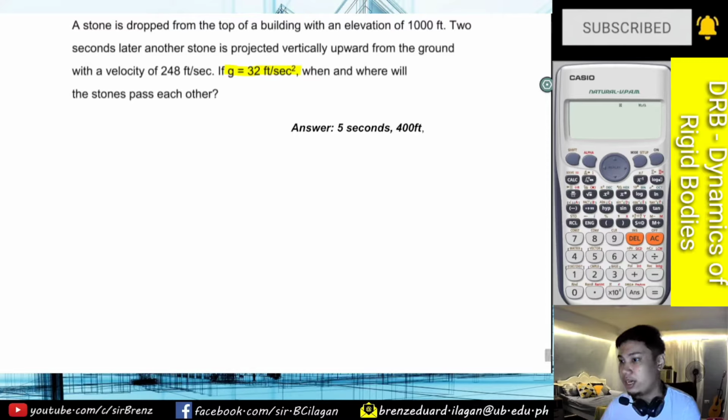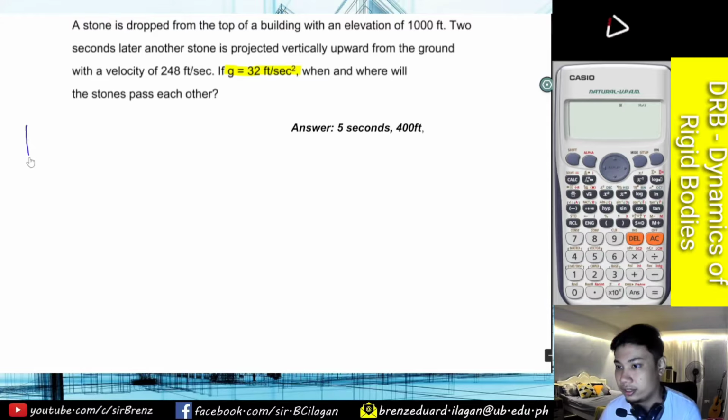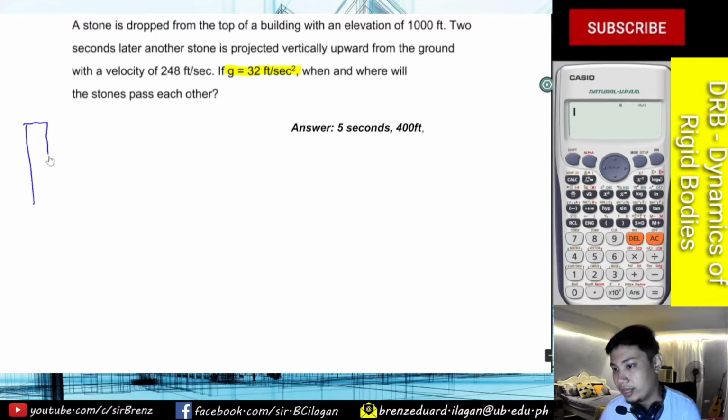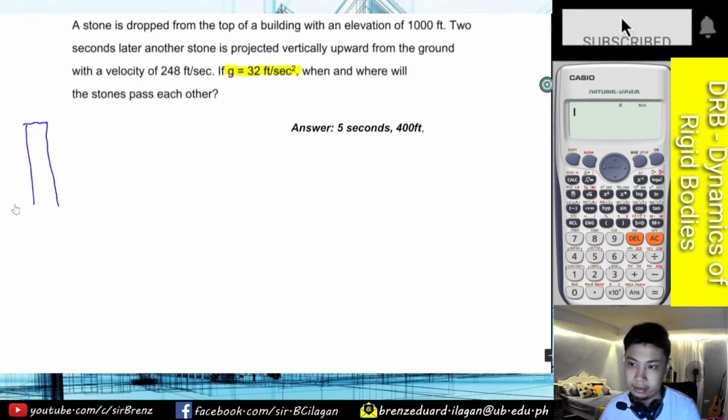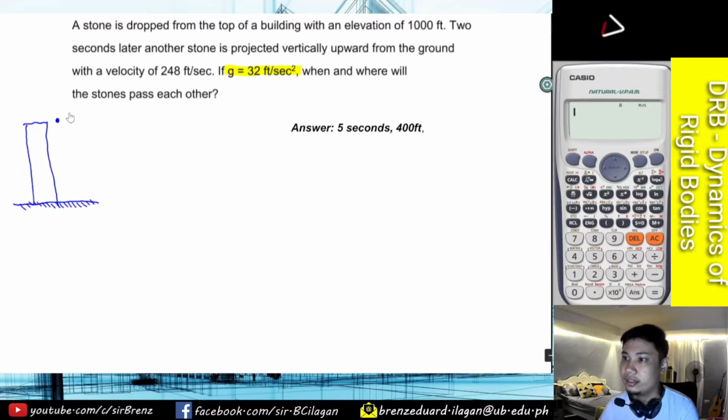Before we start, drawing muna natin yung figure. Meron ka daw building. Ayan. Kung wari tuwid yan, building yan. Maybe this is under sway, kaya sumasayaw yung building mo. Okay, so on top of the building, ano ba sabi doon sa ano natin? A stone is dropped.